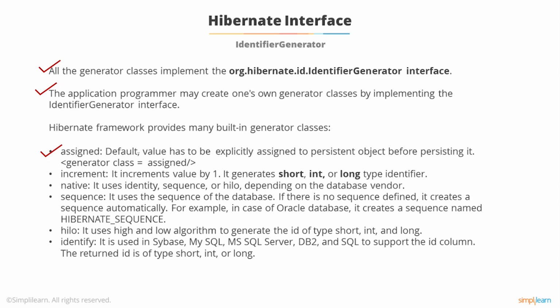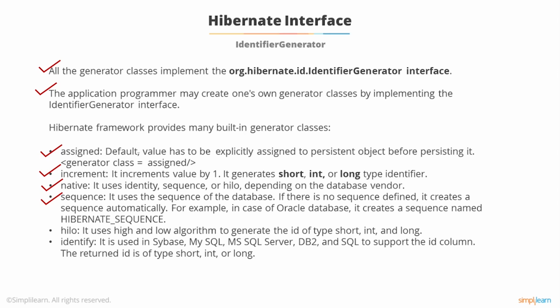Increment: it increments the value by 1. It generates short, int or long identifiers. Native: it uses identity, sequence or hilo depending on the database vendor. Sequence: it uses the sequence of the database. If there is no sequence defined, it creates a sequence automatically. For example, in the case of an Oracle database, it creates a sequence named hibernate_sequence.